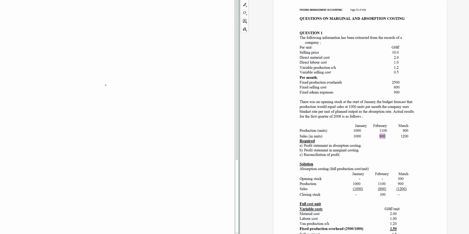So now I'm going to do the statement for absorption costing, right? I'm going to bring my statement for absorption costing. So I'm going to do January, February, and then March. Okay. So how then does it work?